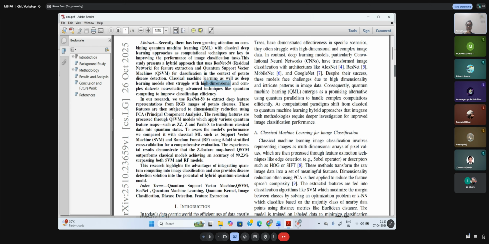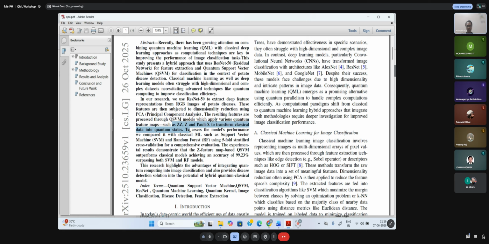In our research, we use ResNet 50 to extract the features from RGB images of potato. These features are subjected to dimensionality reduction (PCA). So we already did that. Already we applied PCA in ResNet 18. Then we applied PCA. So you are saying to do the same thing and apply various quantum maps such as Z, Pauli X to transform the classical data into quantum states. Okay, we have also done the same thing with PennyLane. Same thing we did. We applied rotation, phase encoding. We applied entanglement, connection, influence of one qubit on another, and we also applied Pauli Z.